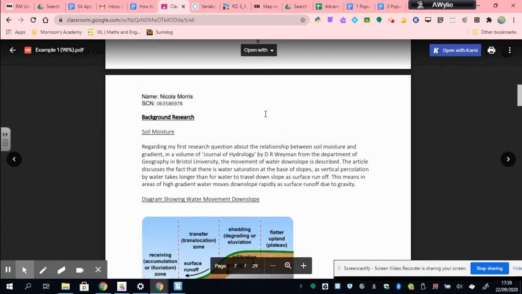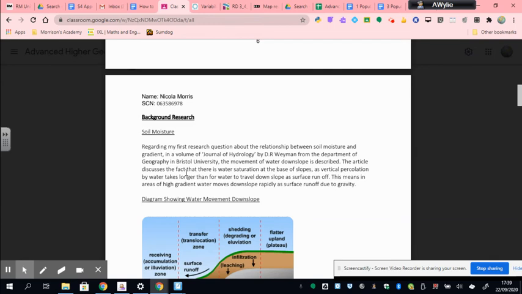When you're looking at background research, you should see 3 subheadings. They should be research question 1 and what the background research is, research question 2 and what the background research is, and then research question 3. So it should be broken up into your 3 different research questions.